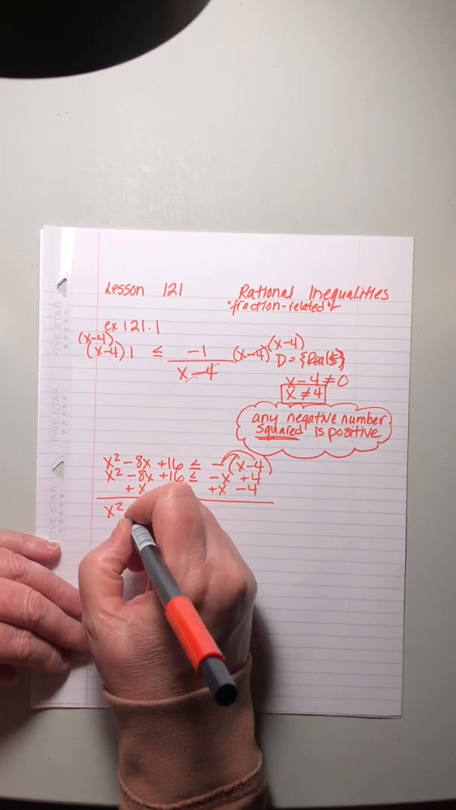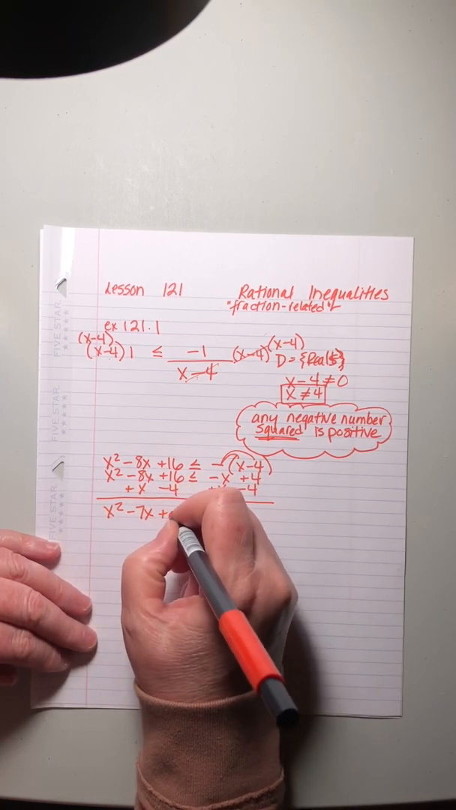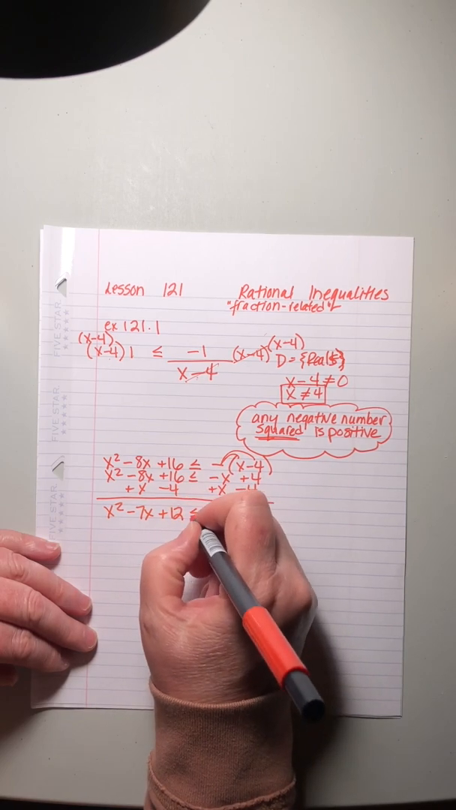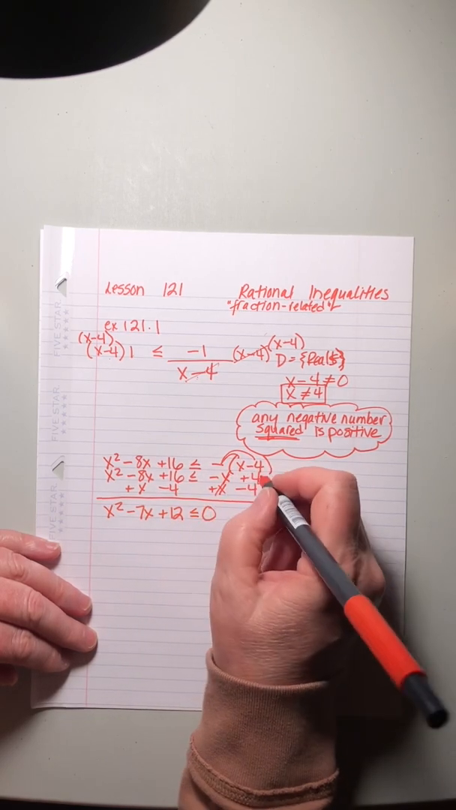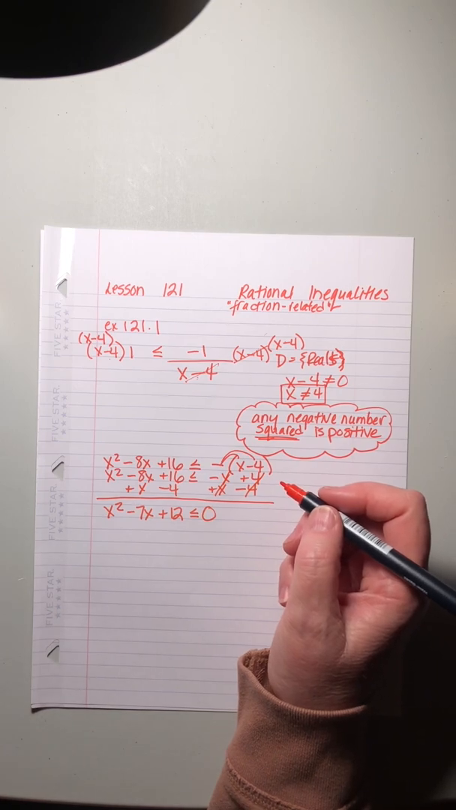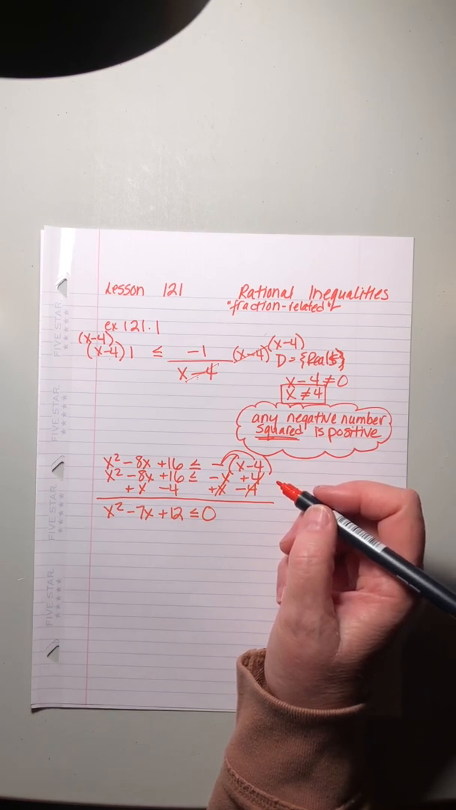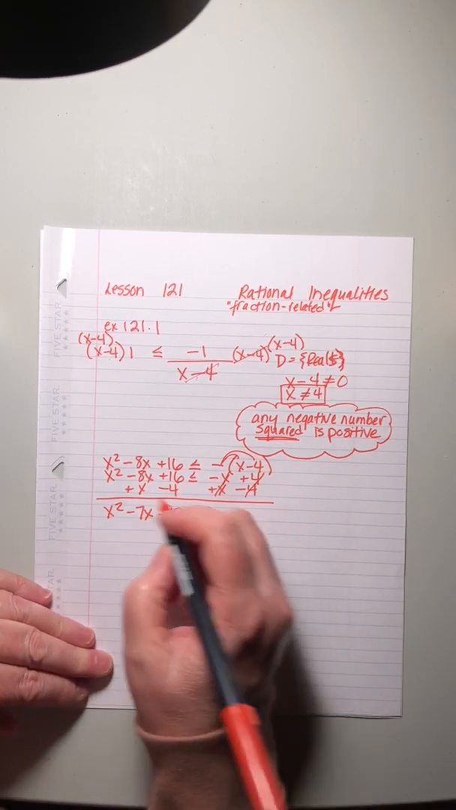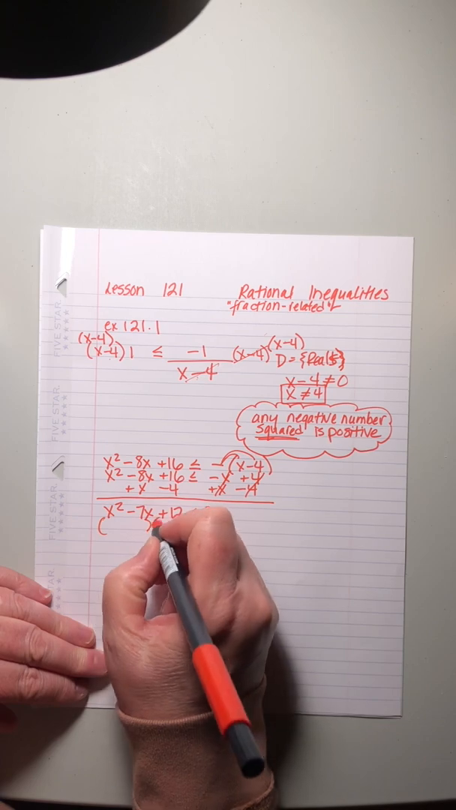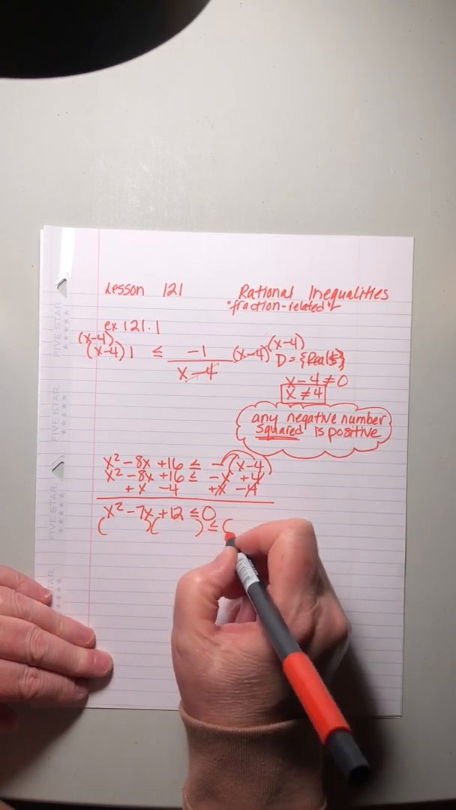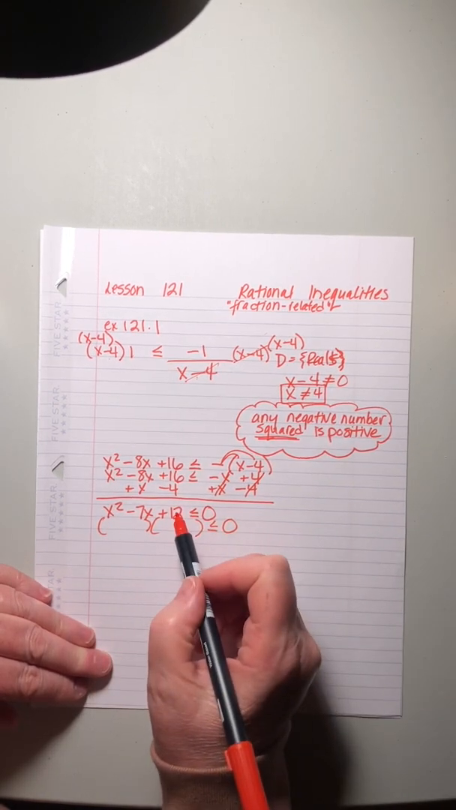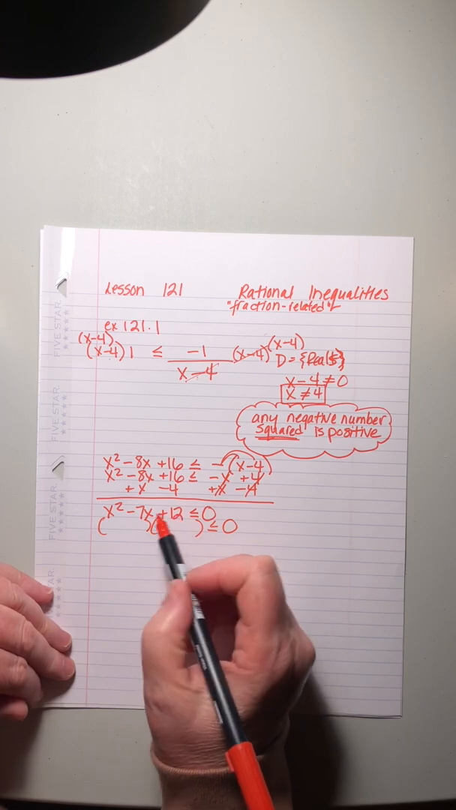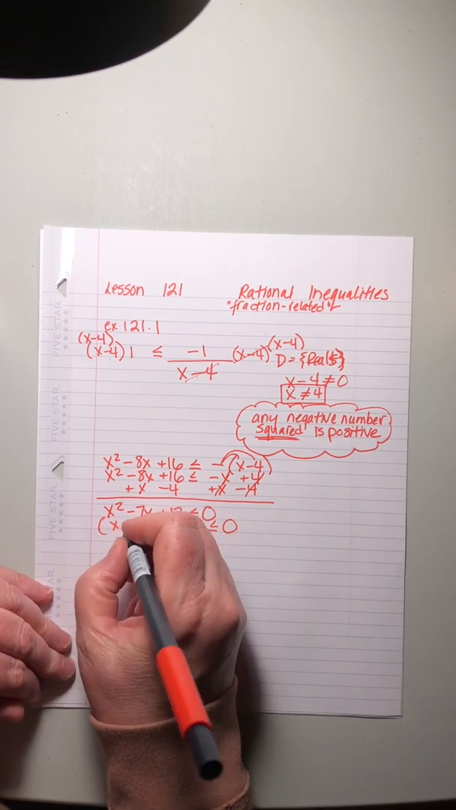X squared minus 7x plus 12 is less than or equal to 0. Both of those cancel. This is starting to look like one of our quadratic inequalities, right? That's right. Now what we're going to do is factor this. We can do it by inspection: two numbers that multiply to 12 and add to minus 7.